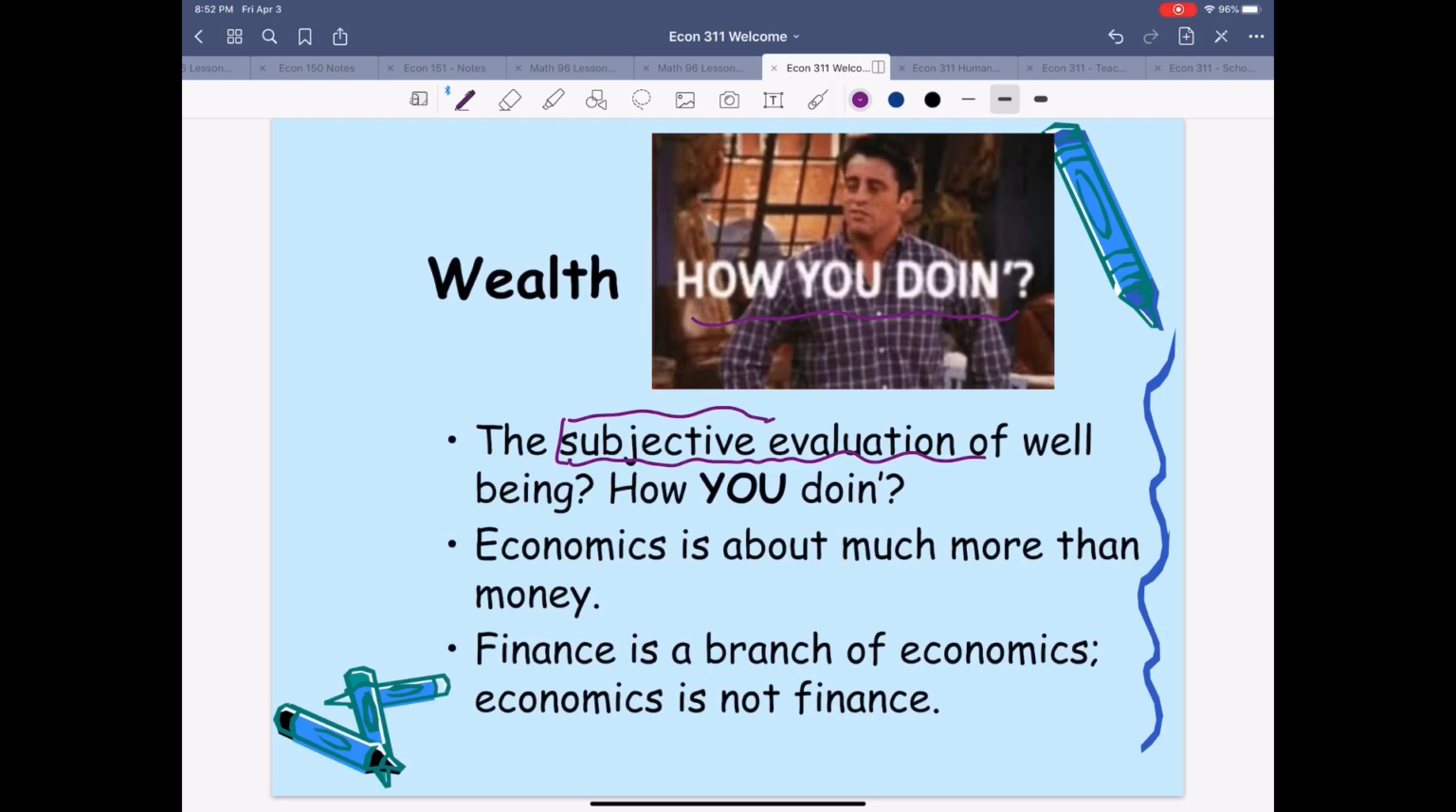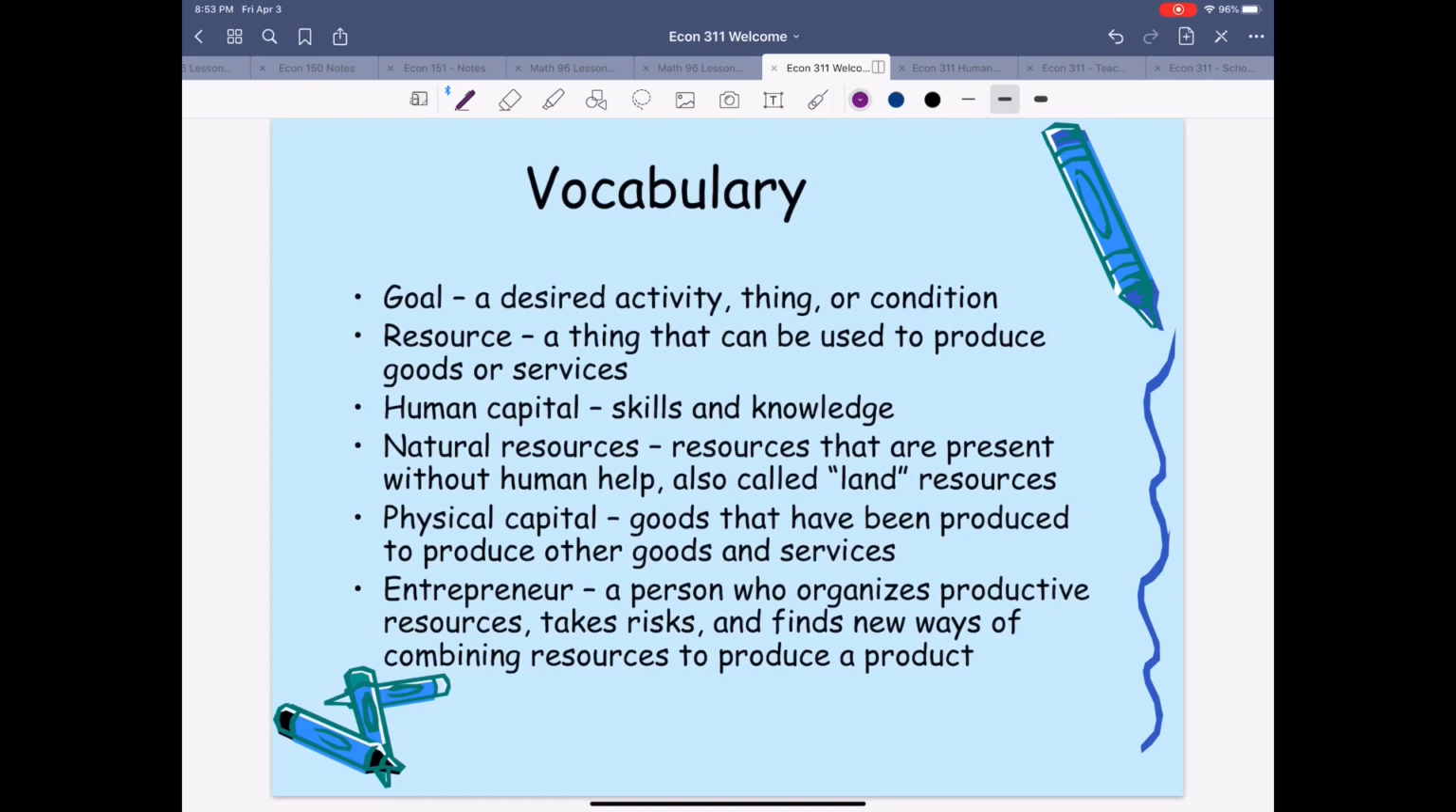Finance, of course, is part of economics, but it's not what we're going to be talking about in this course. Finance deals just with money exclusively and the movements of money. This course is going to talk more about the broader concept of economics and decision making. So some vocabulary that you're going to want to know for the course. You're going to want to have a goal.